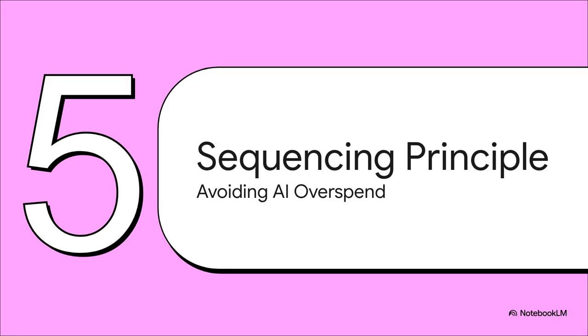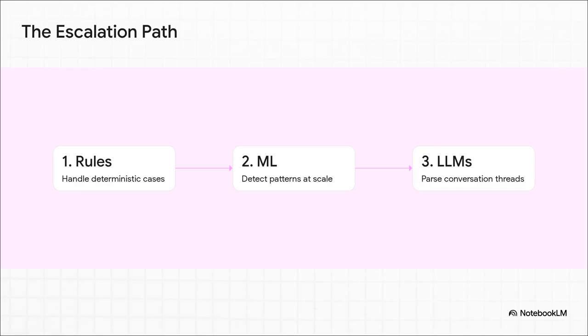The sequencing principle, avoiding AI overspend. So any good product manager has to ask themselves the tough rhetorical question, are you overspending on AI? To avoid that, you absolutely must follow this escalation path. Step 1, start cheap. Use deterministic rules. Handle time-elapsed, price deltas, and cart abandonment cheaply and auditably. Step 2, when your data set grows way too large to anticipate every little corner case and you start seeing unseen patterns emerge, that's when you escalate to machine learning.